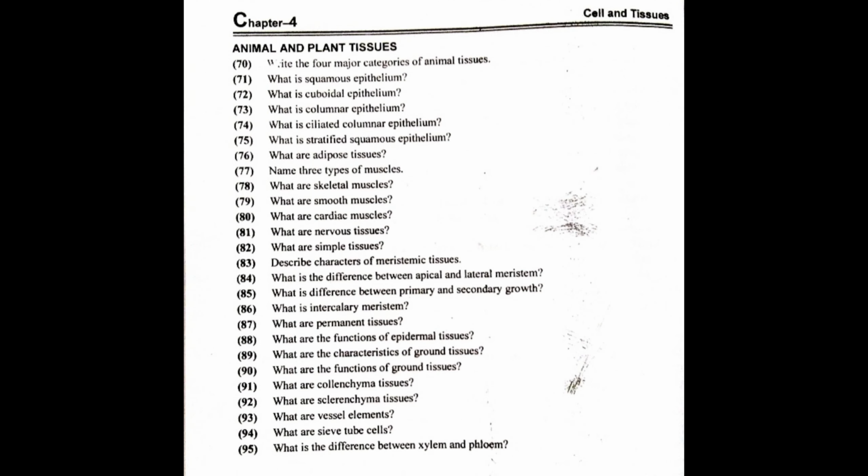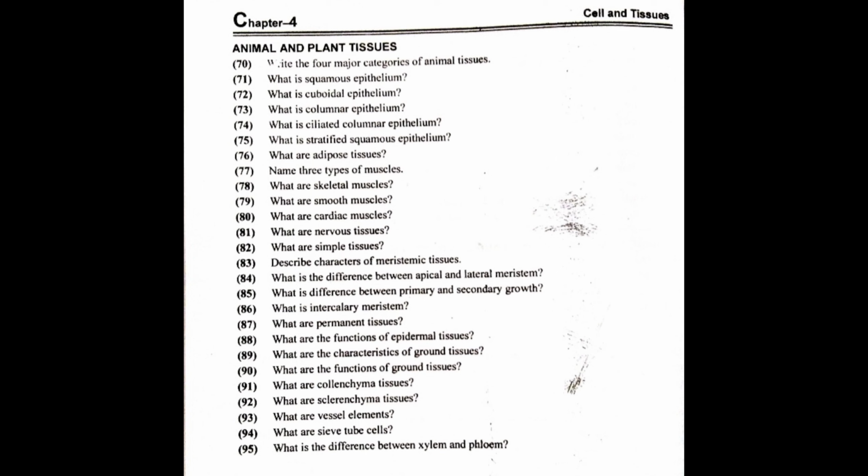Now, the fourth part of chapter number 4: animal and plant tissues. Students, let's check this also. Write the 4 major categories of animal tissues. What is squamous epithelium? What is cuboidal epithelium? What is columnar epithelium? What is ciliated columnar epithelium? What is stratified squamous epithelium? What are adipose tissues? Name 3 types of muscles.